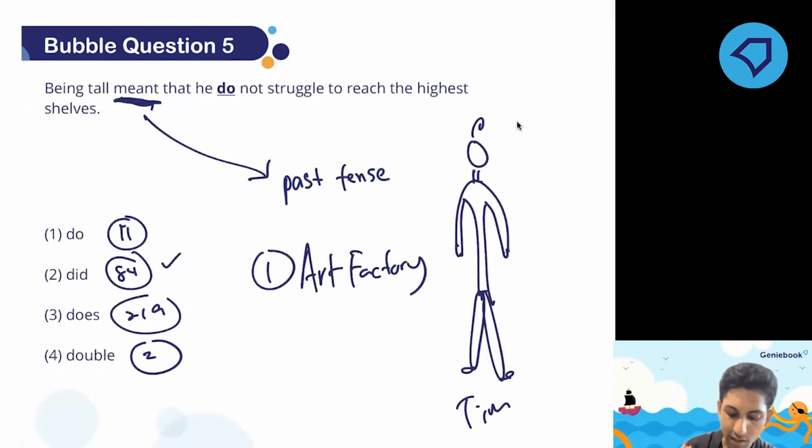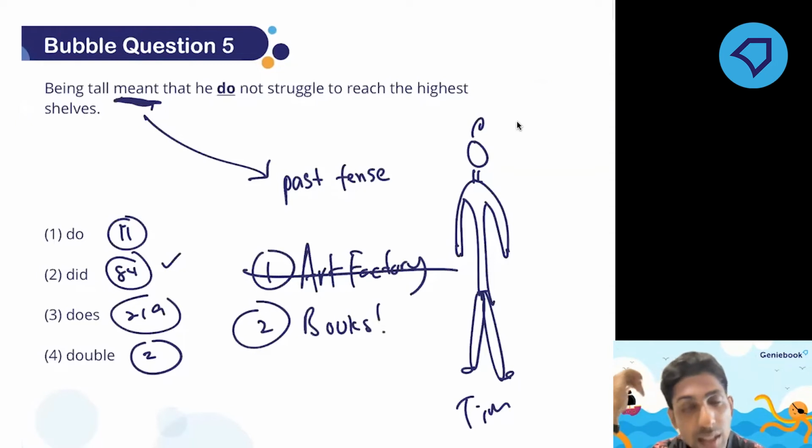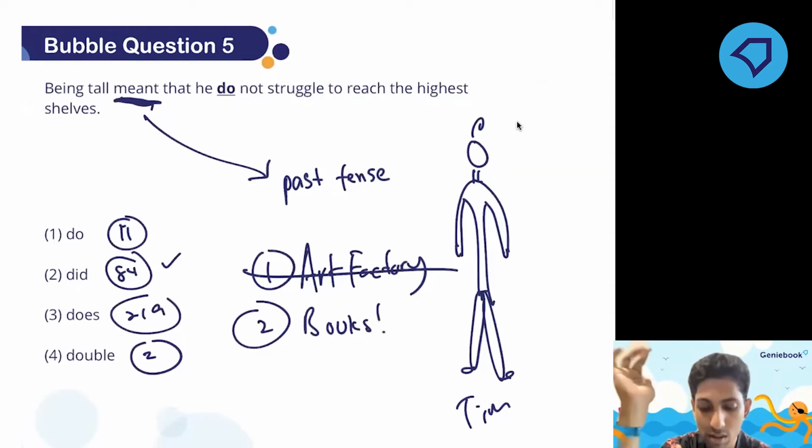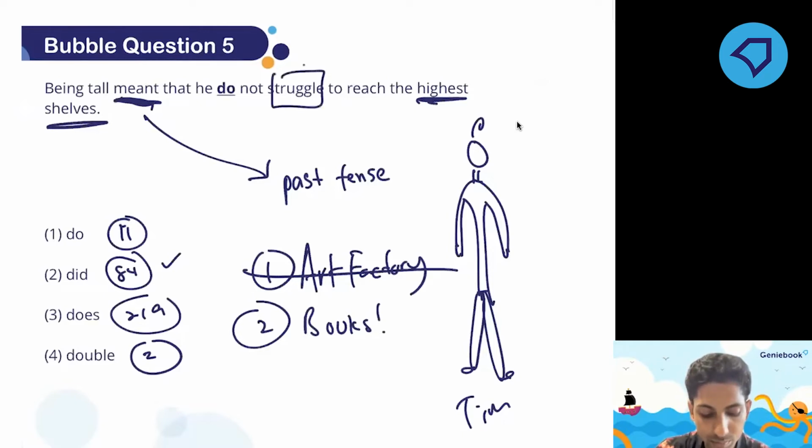Then he left Art Factory and he went on to work at Books. It's the name of a bookshop. Okay, a bookstore, Books. But at this shop called Books, there were shelves that were so high that he had to climb a ladder to get to them. The highest shelves were too high for him, and so he had to struggle.